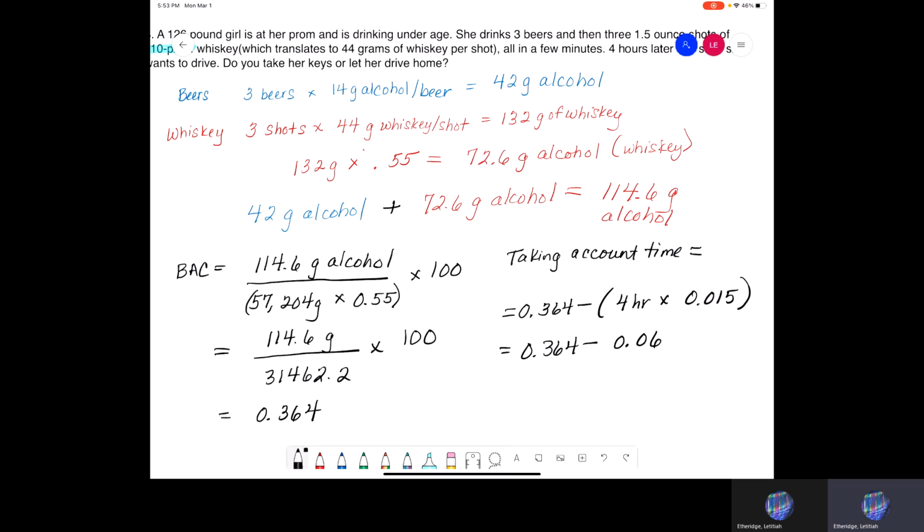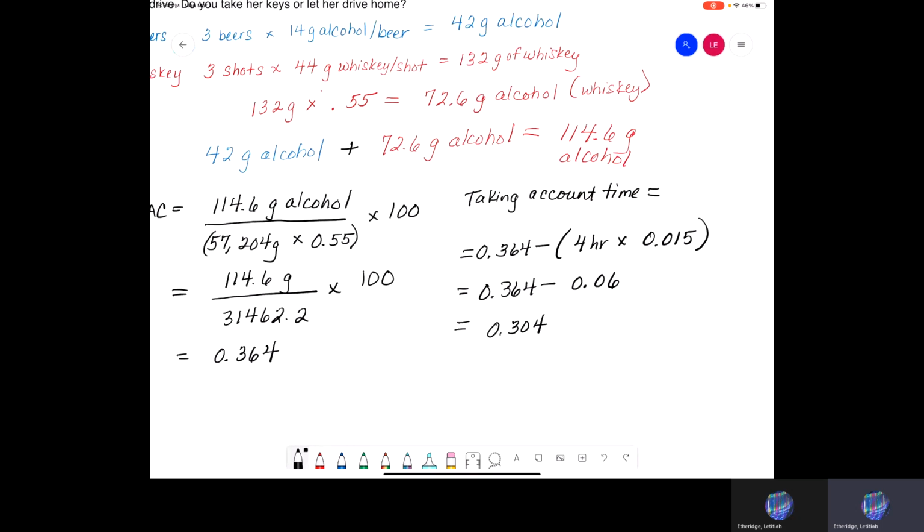So 0.364 minus 0.06. We ended up with a final BAC, taking into account time, of 0.304. Whoo! She is way over the legal limit of 0.08. That means you were taking her keys. Take her keys.